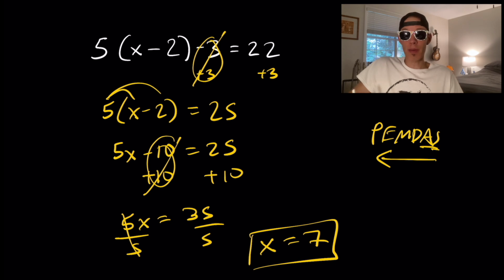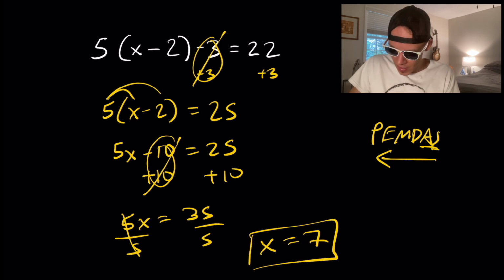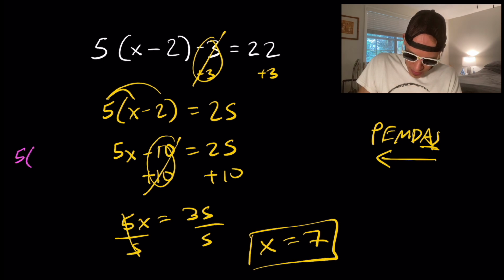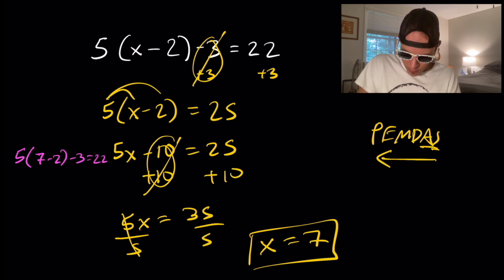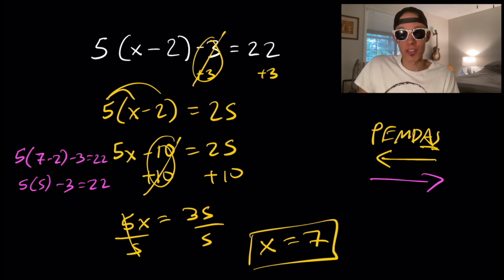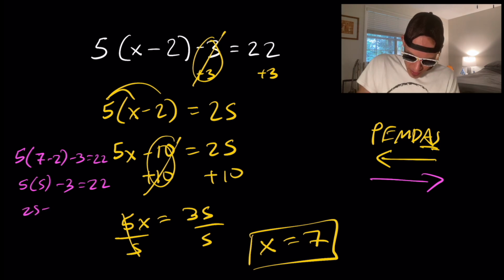And remember, plug it back in to see that that's the case, and let's just do that real quick. So 5 times 7 minus 2 minus 3 is supposed to equal 22. 7 minus 2 is 5, so I'll have 5 times 5 minus 3. Now we're actually doing order of operations in the right way, just a reminder. 5 times 5 is 25 minus 3, and that's definitely going to give us 22.